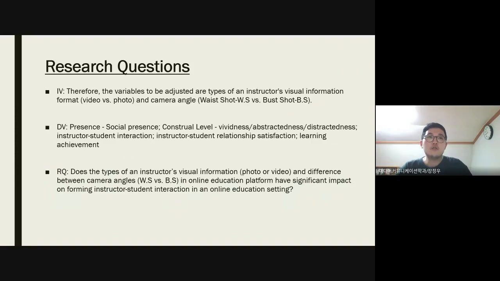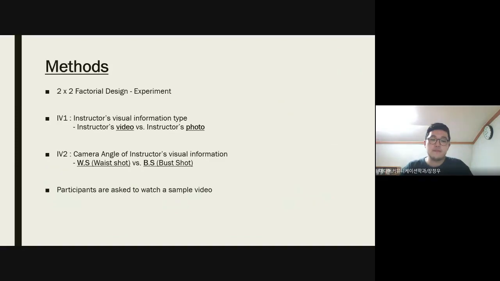So, the research question will be, do the types of an instructor's visual information, photo or video, and difference between camera angle, waist shot versus bust shot in online education platform have significant impact on forming instructor-student interaction in an online education setting? To measure this, the study will conduct a 2x2 factorial design experiment.